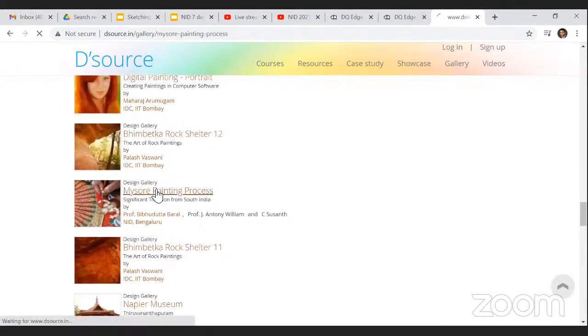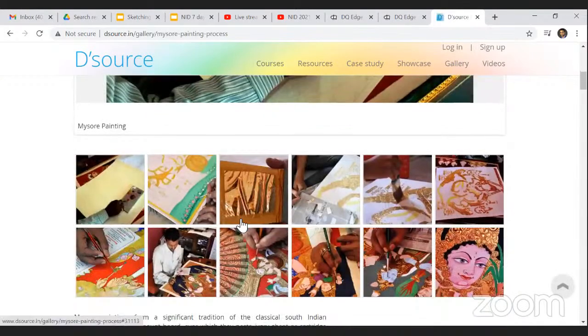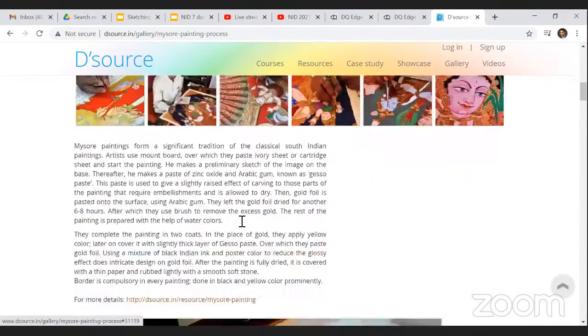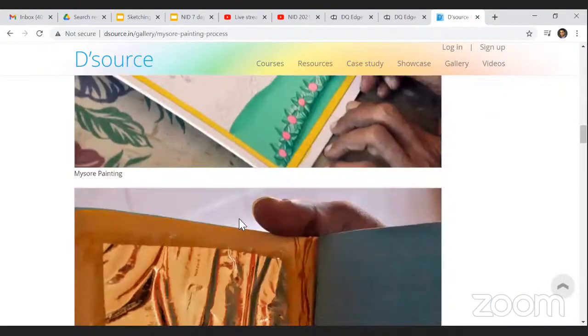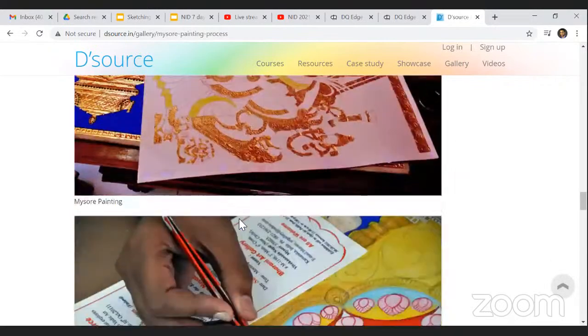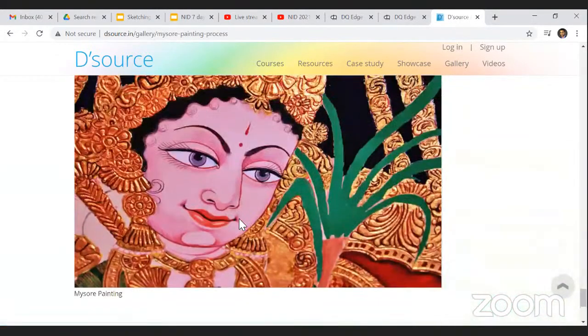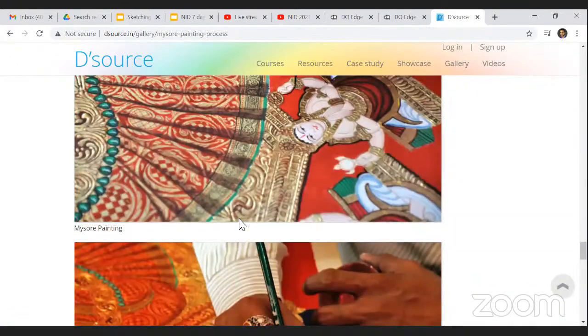Let's say Mysore painting process. So they talk about the tools, the methodologies, all right. With the illustrations in terms of how it is being painted and processed, all of that beautiful information is documented and showcased. So go through that as much as possible as per your need.